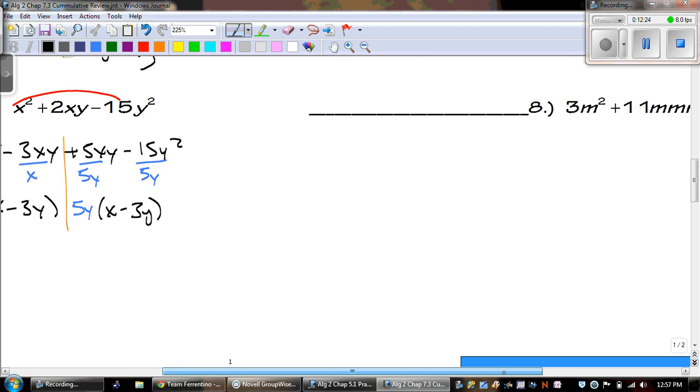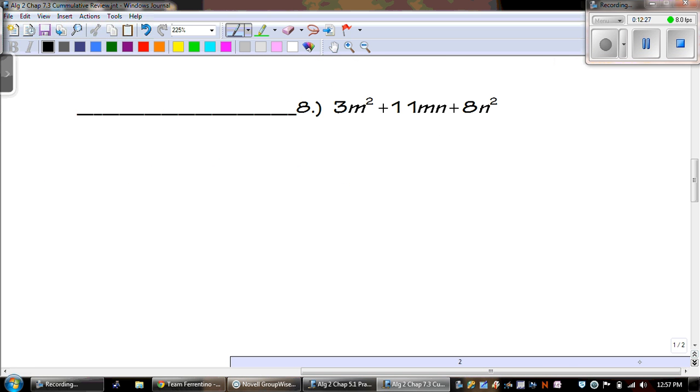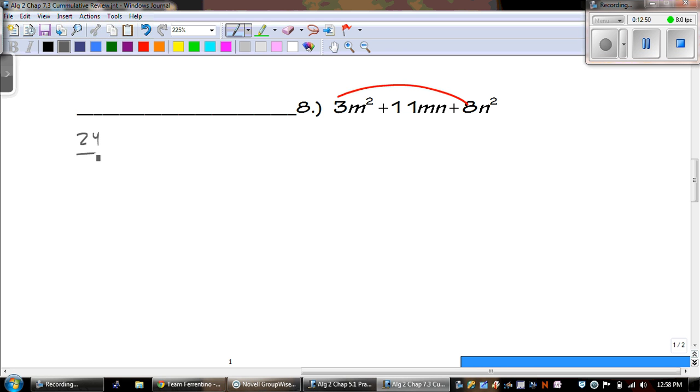All right. Number 8. Is there a GCF? Nope, no GCF. So that means we're going to multiply. Now, I want to see if you guys can do this one on your own. So go ahead and pause the video. Good luck. You're looking for numbers that multiply to get to 24 and add to get to 11. Pause the video.